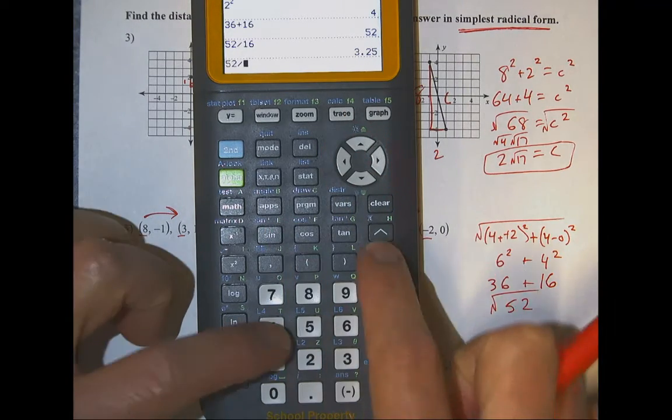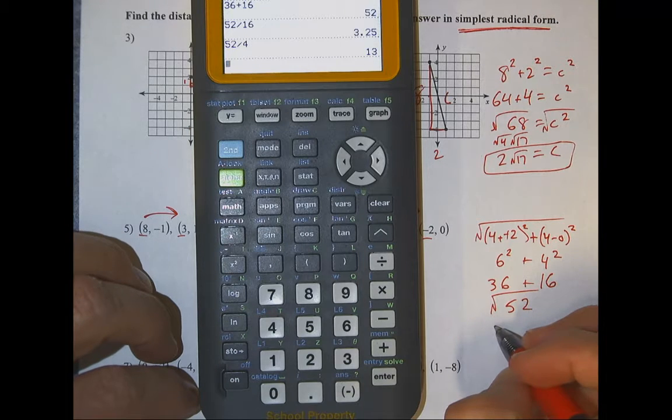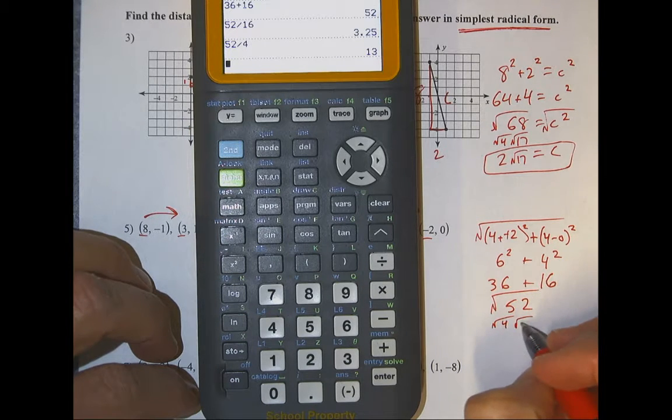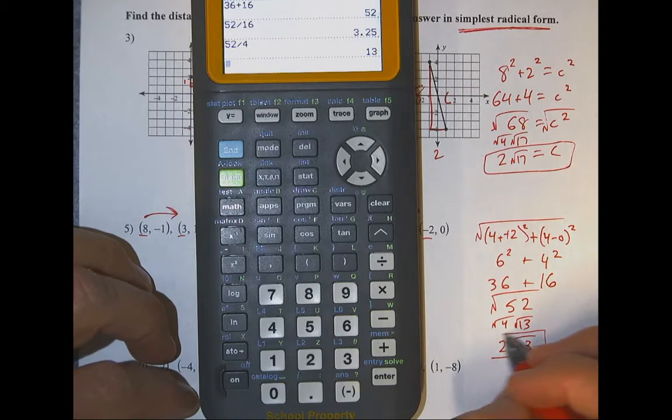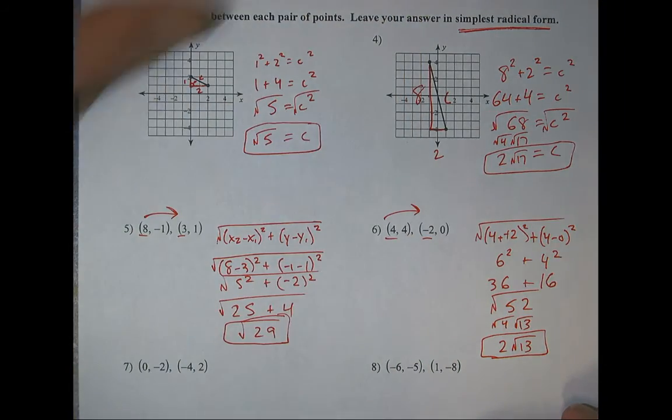So 52 divided by 4 is 13. So it's going to split into a 4 and a 13. 4 becomes a 2. 13 doesn't have anything I can split it with. And so that's our final answer.